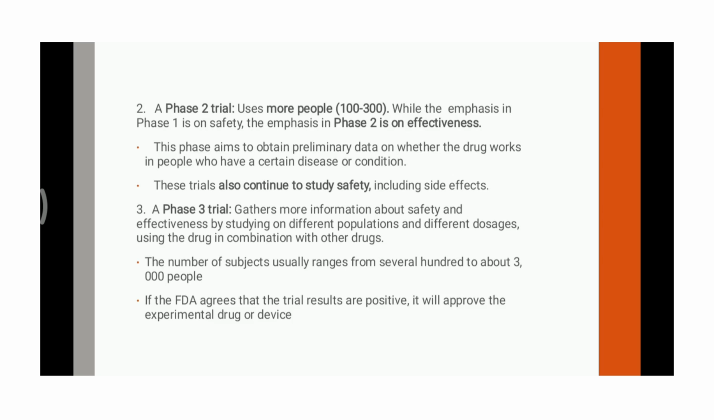If the trial results of the phase 3 trial are positive, and the FDA agrees, then the FDA will approve the experimental drug or the investigational drug or a device for release into the market. Thereby, phase 4 trial begins.